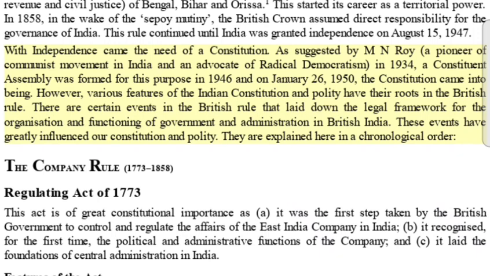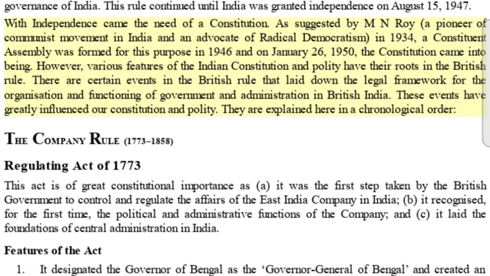As suggested by M. N. Roy, a pioneer of communist movement in India and an advocate of radical democratism, in 1934, a constituent assembly was formed for this purpose in 1946, and on January 26, 1950, the constitution came into being.